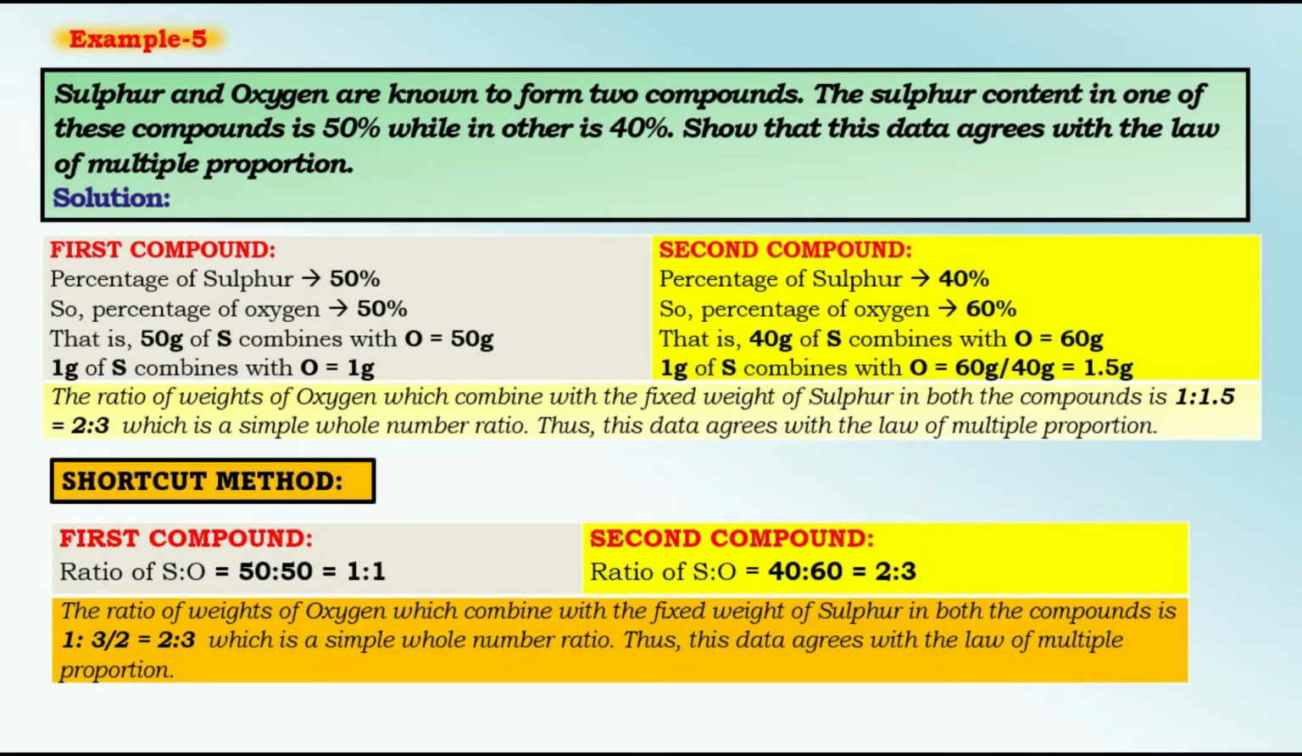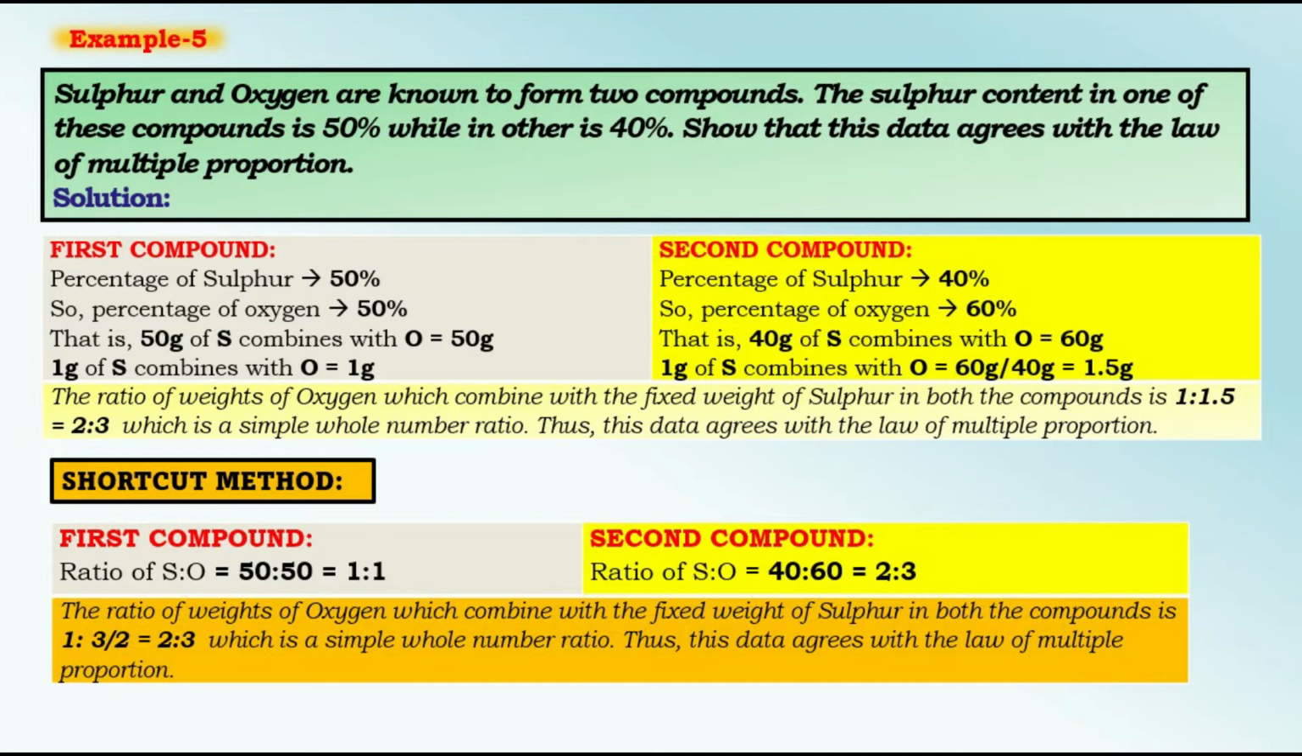In the second compound, percentage of sulfur is 40%. So the percentage of oxygen will be 60%. That is 40 gram of sulfur combines with oxygen is equal to 60 gram. So 1 gram of sulfur combines with oxygen is equal to 60 divided by 40 is equal to 1.5 gram.